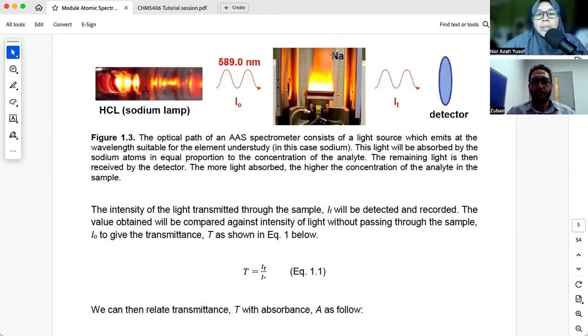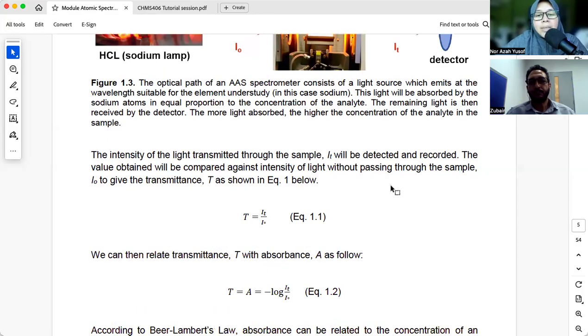Okay, sodium will absorb this specific energy. The higher the concentration of the sodium, the higher the absorbance will be. So what will be detected by the detector is what is left, the transmittance, the transmitted energy that is left after the absorbance by the sodium content in that sample.